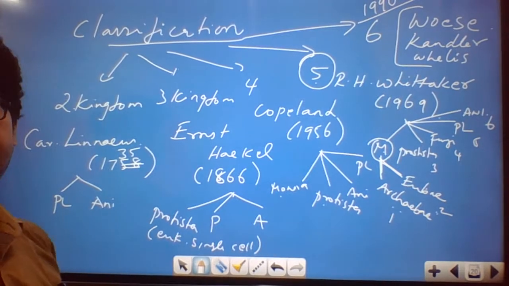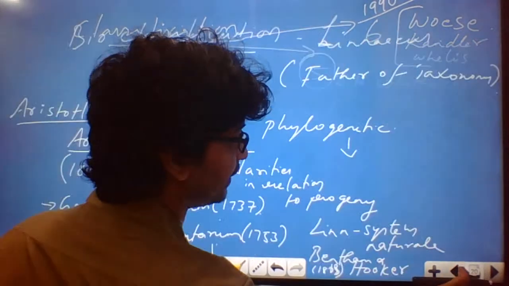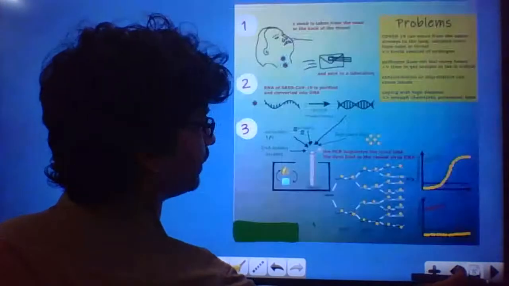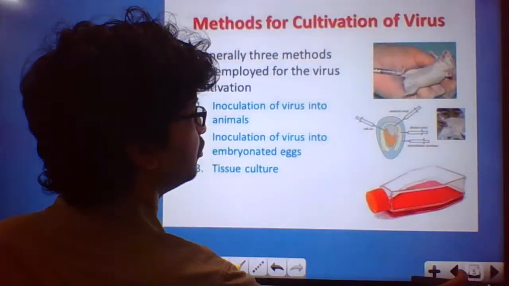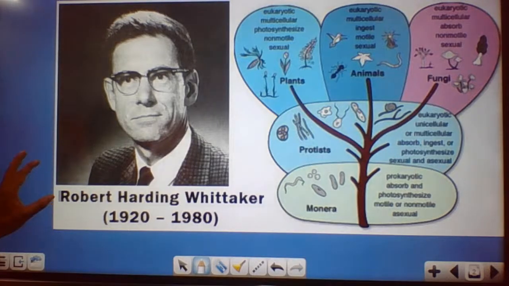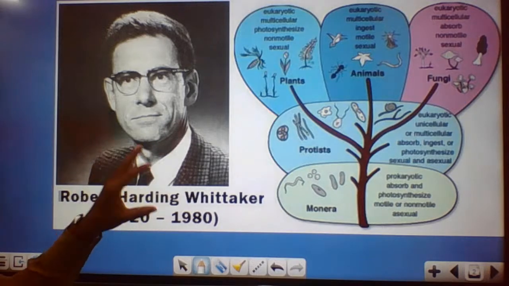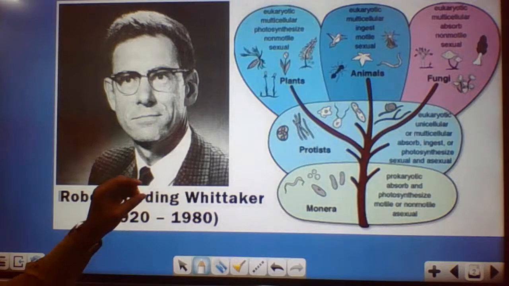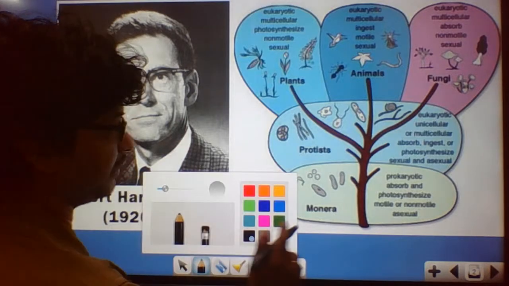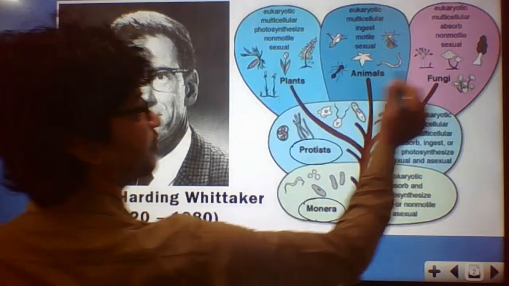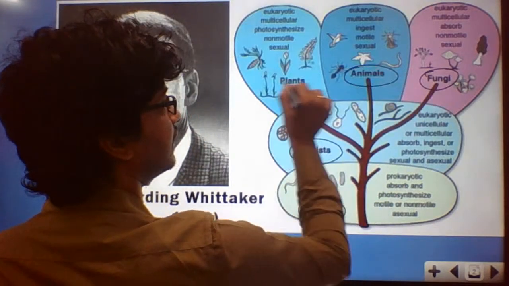But in most of the textbooks, we give more importance to the five kingdom concept, which was proposed by R.H. Whittaker, Robert Harding Whittaker. So we want the five kingdom classification, diagrammatic representation. This classification was made by Whittaker in the year 1969, where you could see the five kingdoms: Monera, here we have the Protista, and we have the fungi, then we have animals, and we have plants.